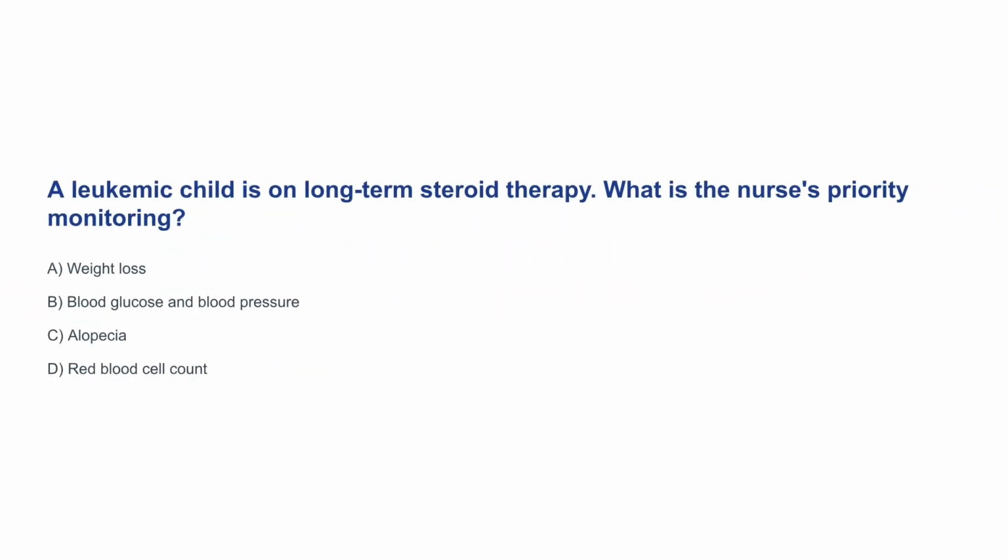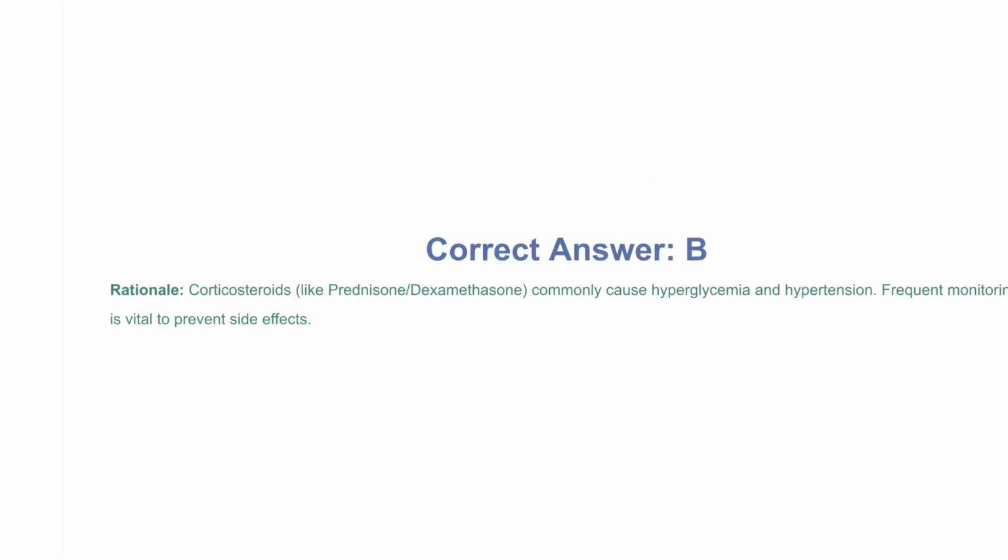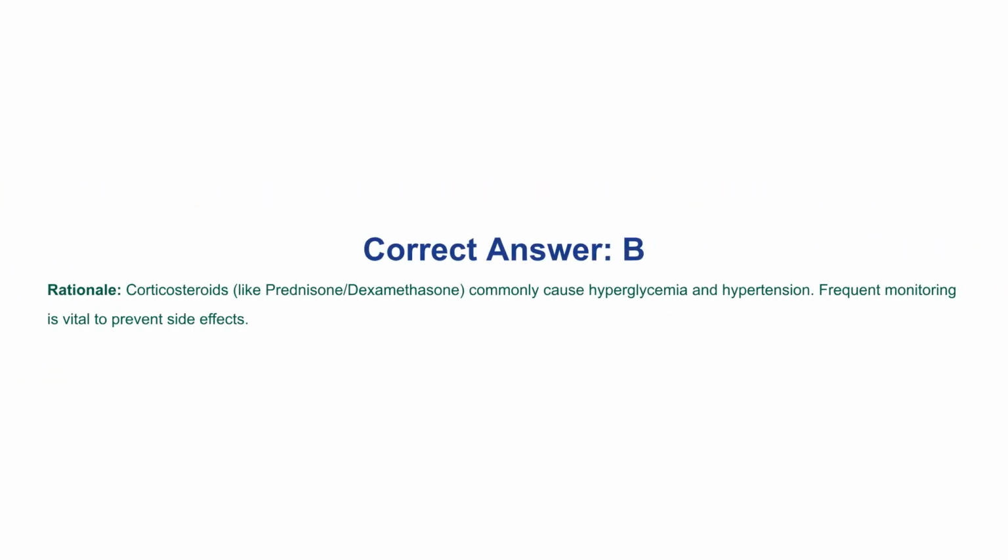A leukemic child is on long-term steroid therapy. What is the nurse's priority monitoring? The correct answer is B. Blood glucose and blood pressure. Corticosteroids frequently cause hyperglycemia and hypertension, requiring diligent monitoring.